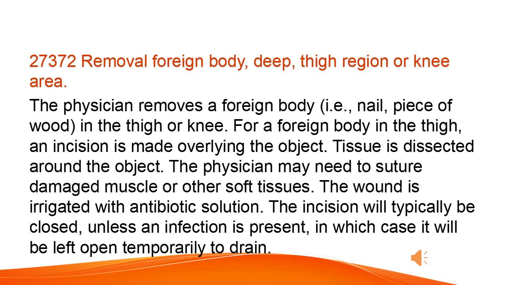Removal foreign body, deep, thigh region or knee area. The physician removes a foreign body, i.e., nail, piece of wood, in the thigh or knee. For a foreign body in the thigh, an incision is made overlying the object. Tissue is dissected around the object. The physician may need to suture damaged muscle or other soft tissues. The wound is irrigated with antibiotic solution. The incision will typically be closed, unless an infection is present, in which case it will be left open temporarily to drain.